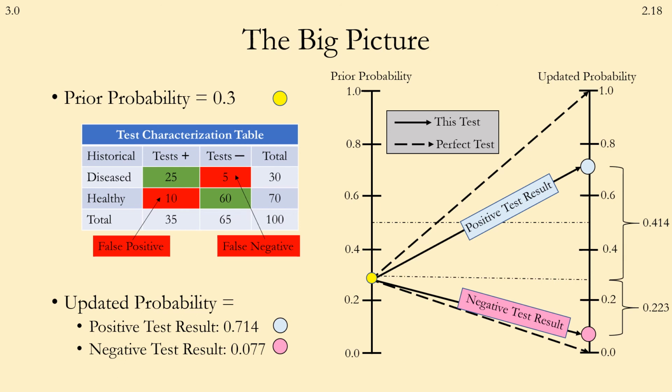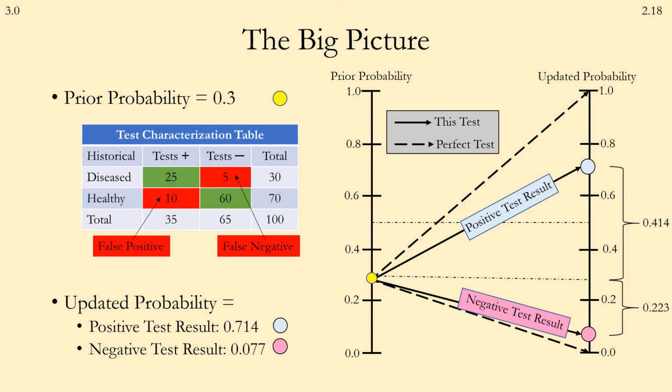So what we're seeing here is that the effects of the positive test result and negative test result, because of the false positives and false negatives, we get to 0.714 instead of 1.0, and we get to 0.077 instead of 0. So this illustrates graphically the effects of having a test which is not perfect.